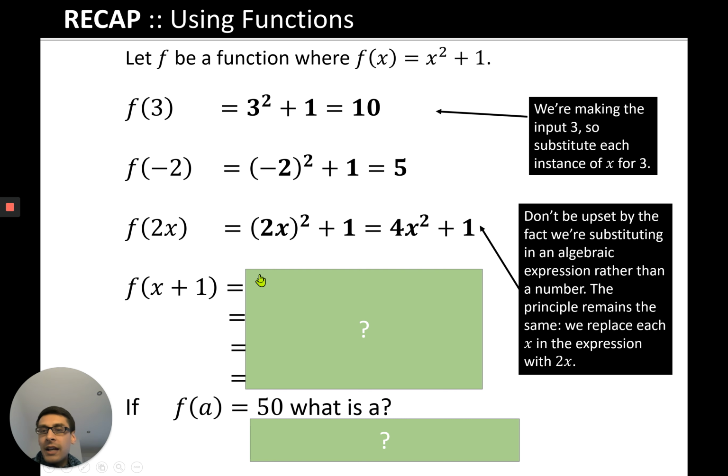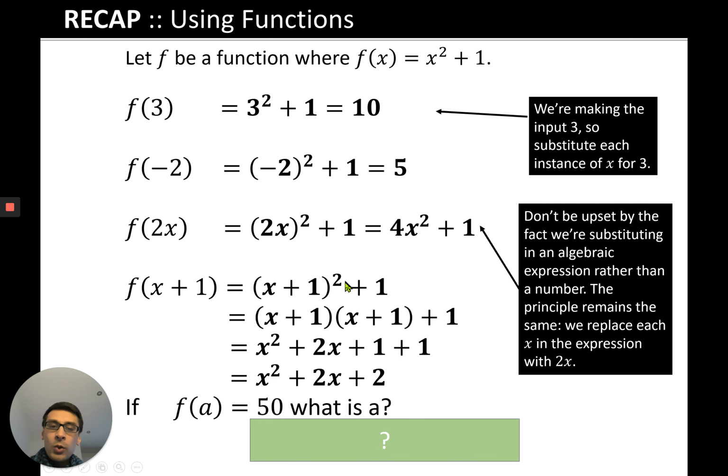And then here, x plus 1. So you replace this x here with x plus 1 in brackets. So (x plus 1) squared plus 1. You'll see I've got the working out already here. So you should have got (x plus 1) squared plus 1, and then you expand, simplify, and you get your answer.